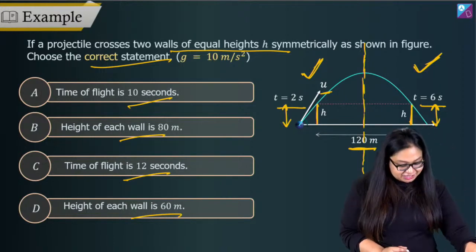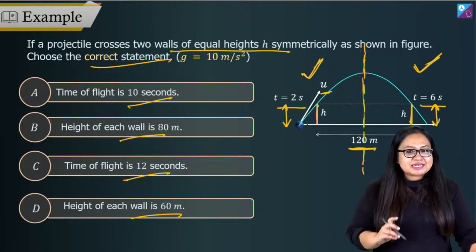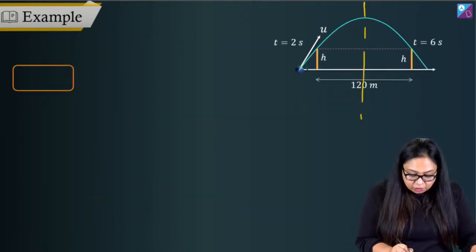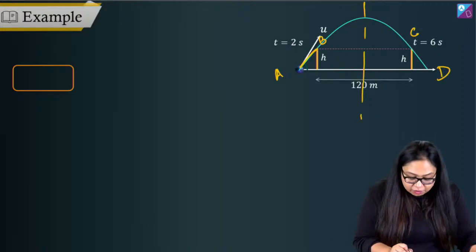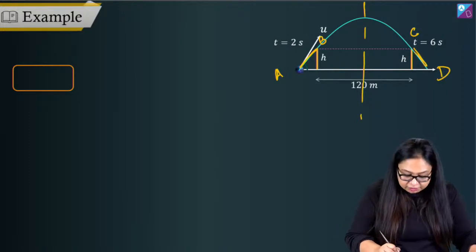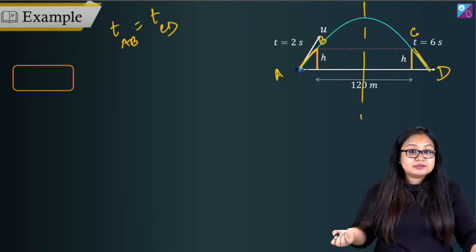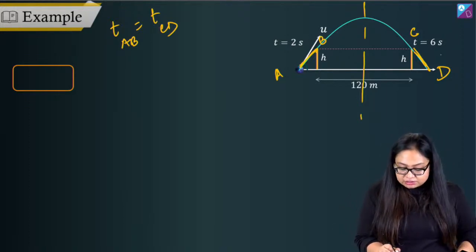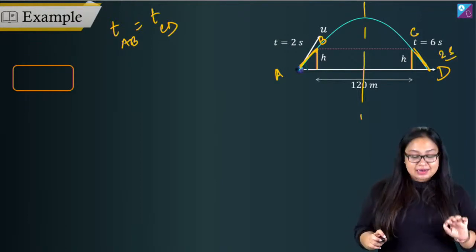All right, you're getting C and D both. Let's see. So, do you see this? If I apply the symmetry, I will say that time taken to go from here to here, let's name points A, B, C, D. Time taken to go from A to B should be equal to time taken to go from C to D. Time AB is equal to time CD. So if time taken to go from A to B is 2 seconds, from C to D also it should be 2 seconds. Yes.